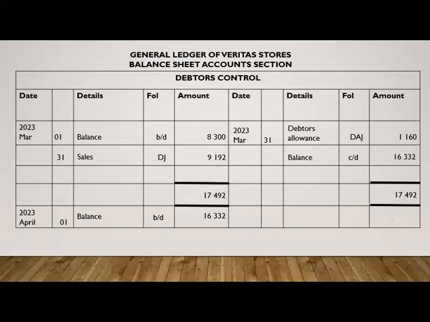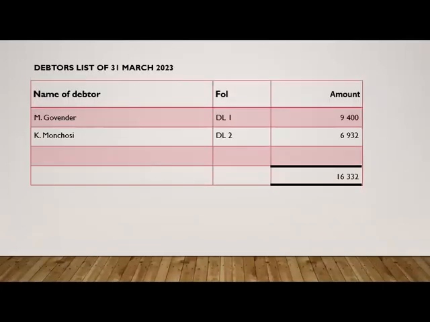You will notice that your balance brought down or carried down, this 16,333, is the same as the total that you have in your debtors list. You remember we spoke about this in the previous video? There it is. Okay, they must always be the same.